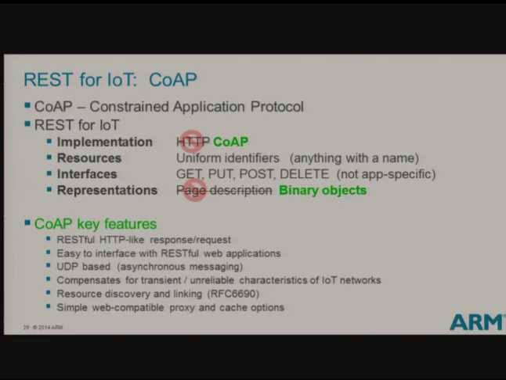So just to summarize there on CoAP, CoAP is a RESTful interface for IoT. The implementation is CoAP. That's the thing that does the buffering and the translation. The resources are uniform identifiers, anything with a name. I mentioned before, get, post, put, delete. Not application specific. There's nothing application specific in the protocol. It doesn't care. CoAP can talk to thermostats or cars or bicycles or whatever is connected to it. Doesn't matter.